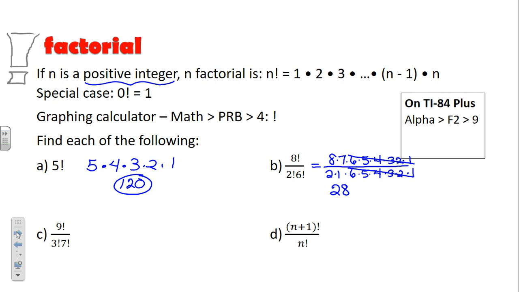Anybody want to race on the next one? I think it's faster to do it calculator-wise. It is 9 factorial divided by 3 factorial times 7 factorial. Okay? So 9 factorial, let's write it shortcut method. It's 9 times 8 times 7 factorial, right? We don't have to write the rest because we have a 7 factorial to cancel with, right?